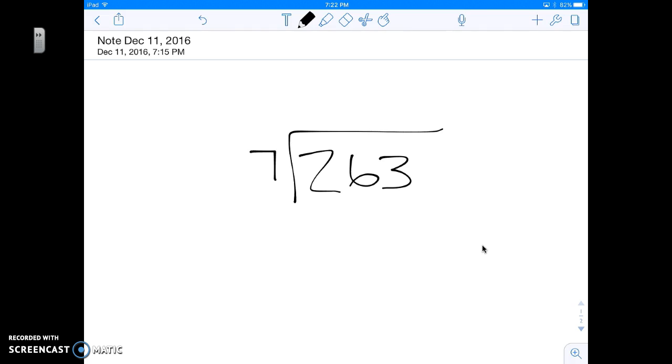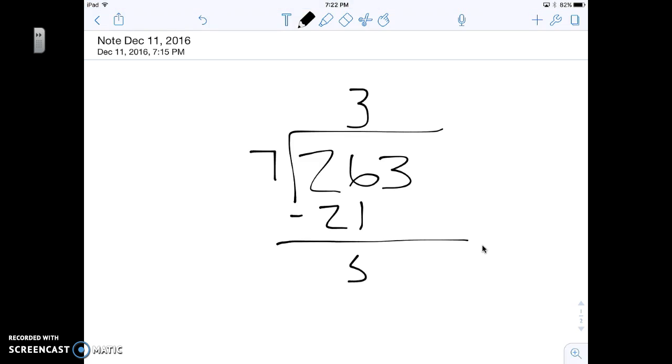7 doesn't go into 2, so we're going to put 7 into 26 3 times. So 3 times 7 is 21, and then you need to show all of these steps in your T-chart. You have 5 left over. Bring down the 3. 7 goes into 53 7 times. 7 times 7 is 49. We're going to subtract, and we have 4 left over.